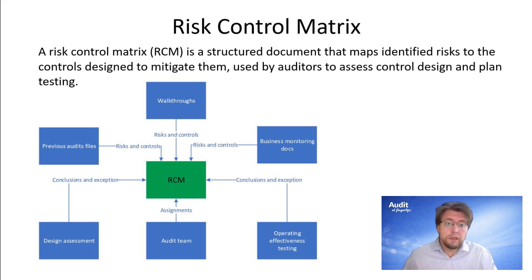Walkthroughs are the walkthrough sessions which we performed during the planning. Previous audit files, of course, are the past audits, probably from the last two to three years. And the three boxes at the bottom are the ongoing audit activities: assessment of control design with the results, the same with operating effectiveness testing, and assignments. That means which auditors are assigned to which control testing.